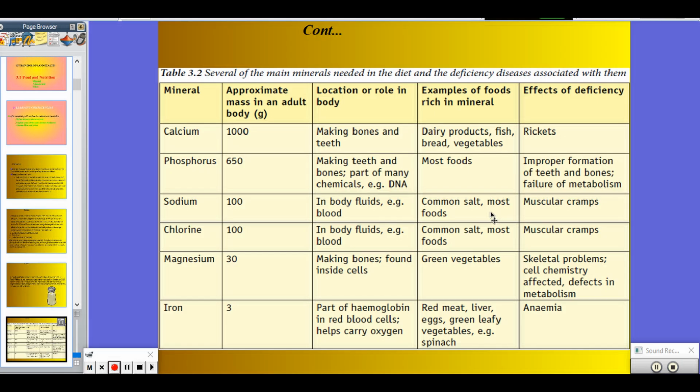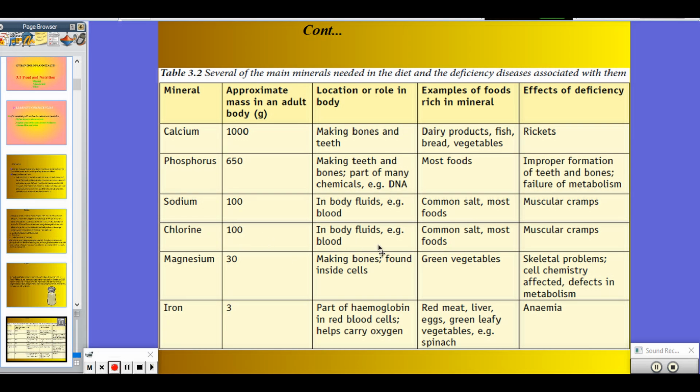Its source is common salt and most foods. Its lack leads to muscular cramps or muscle fatigue. Chlorine is also about 100 grams, because sodium and chlorine are the same. United, they make salt, sodium chloride.